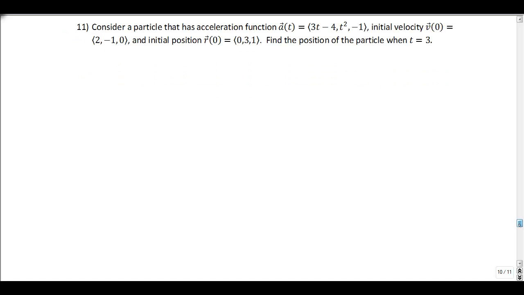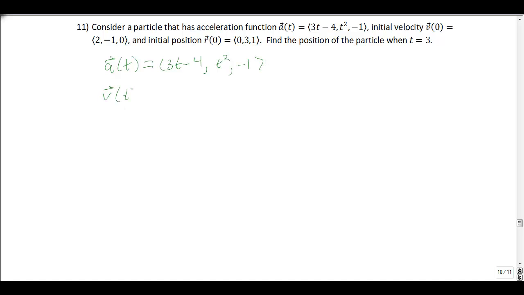So number 11 here, consider a particle that has acceleration function 3t minus 4, comma t squared, comma negative 1. We have an initial velocity and an initial position, and we want to find the position of the particle when t equals 3. So our setup here is a of t equals 3t minus 4, t squared, negative 1.